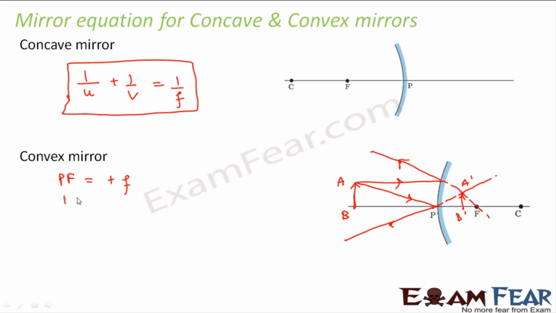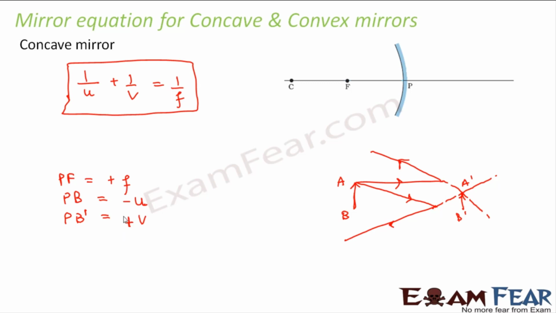In this case, what is my object distance? That is PB. So in this case, PB is equal to u negative because it is on the left side of the pole. What about the image distance? It is PB dash, which is v positive, right? In concave mirror, u, v, f, everything was negative. But in case of convex mirror, here you see that image and focal length, they are on the right hand side of pole, so they are positive.